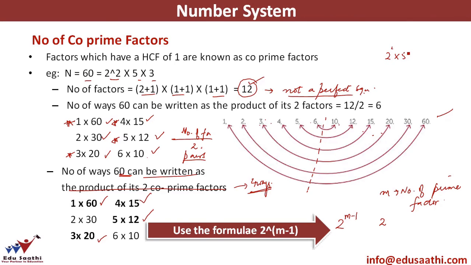So if you look at how many prime factors there are, it is written as 2 square, 5 raised to power 1, 3 raised to power 1. So the number of prime factors is 1, 2, 3. 2 cube minus 1, which is giving you an answer of 4. So there are 4 ways in which 60 can be written as a product of its two co-prime factors.